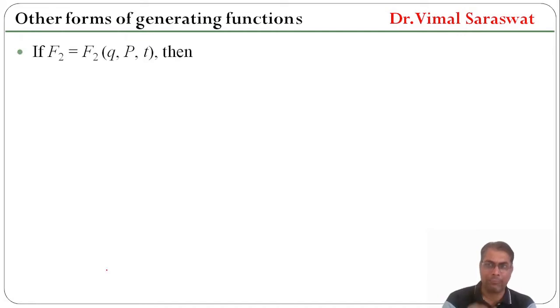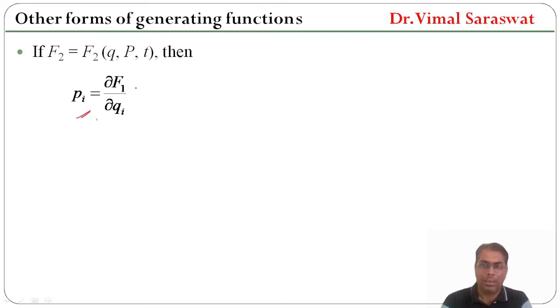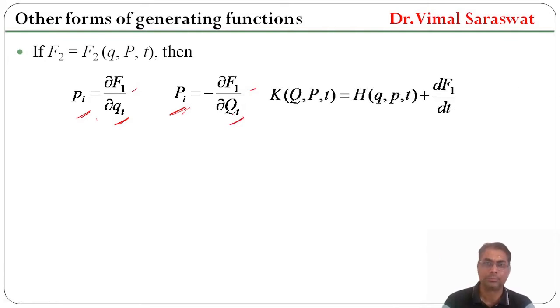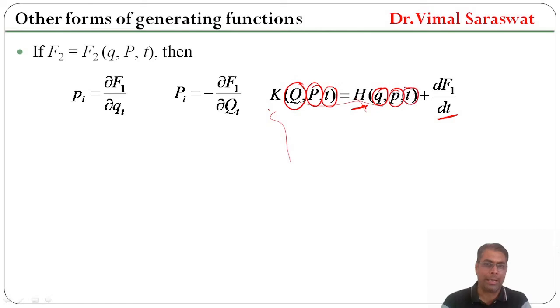If F2 is a function of old coordinate, new momenta and time, then old momenta pi equal to del F1 upon del qi, and new momenta capital Pi equals minus del F1 upon del capital Qi. Now the transformed Hamiltonian K is equal to H plus dF1 upon dt, and K is a function of new coordinate, new momentum and time, whereas the old Hamiltonian, that is the actual Hamiltonian, is a function of old coordinate, old momenta and time.